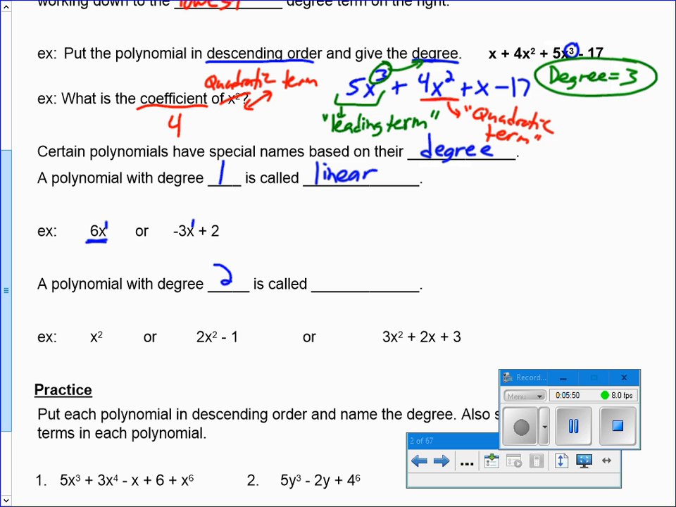Degree 2, like we just talked about, is called quadratic. Alright, so anything with x squared is going to be quadratic. Alright, when that's the highest order term, it's a quadratic polynomial. Alright, any term that contains an x squared is called a quadratic term.